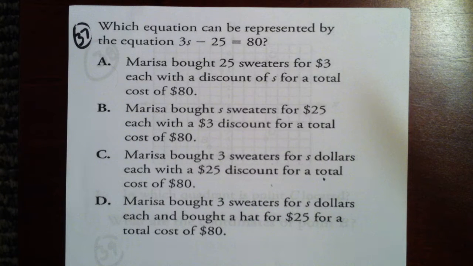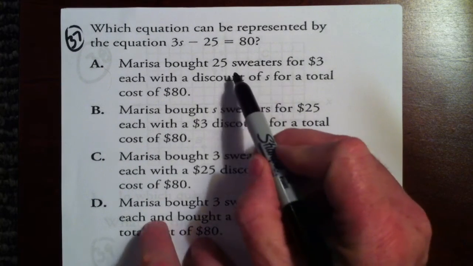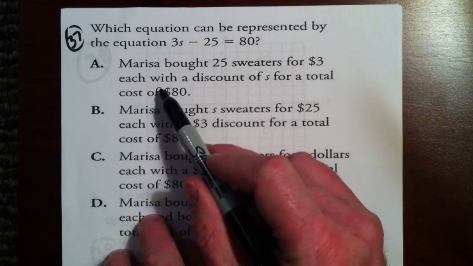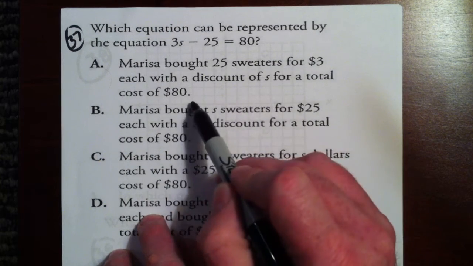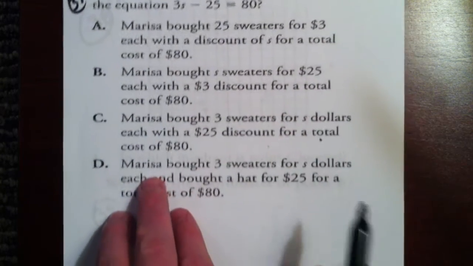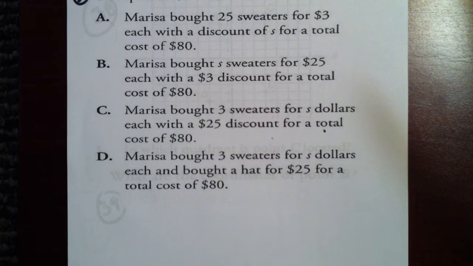Which expression or which equation can be represented by the equation 3s minus 25 equals 80? Now, these might take me a second to do because I haven't seen these questions yet. But Marissa bought 25 sweaters for $3 each with a discount of S for a total of $80. Okay? Marissa bought S sweaters for $25 each with a $3 discount for a total of $80.